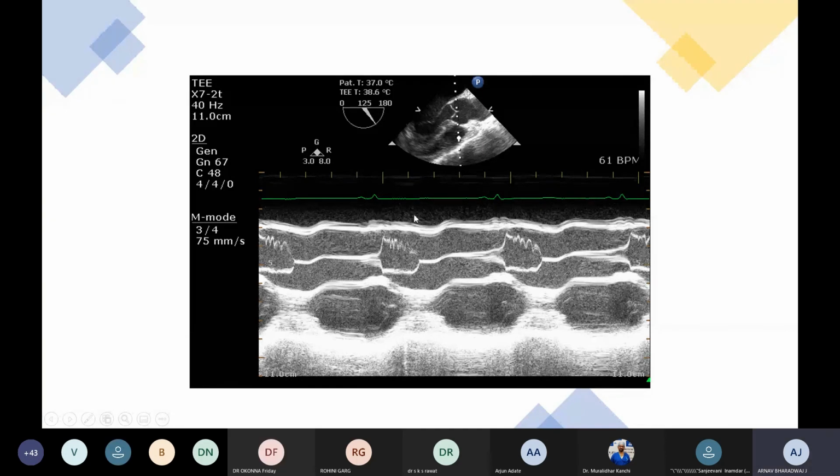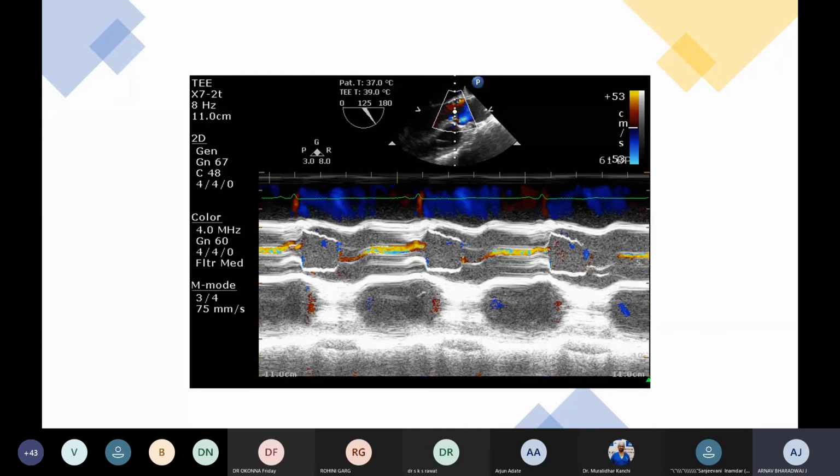LV ejection time is an indirect indicator of the cardiac output, and normal value is about 360 plus or minus 20 milliseconds. So this is an application of the color flow Doppler. There is a mild AR, that's why we are getting this color flow in the diastole.